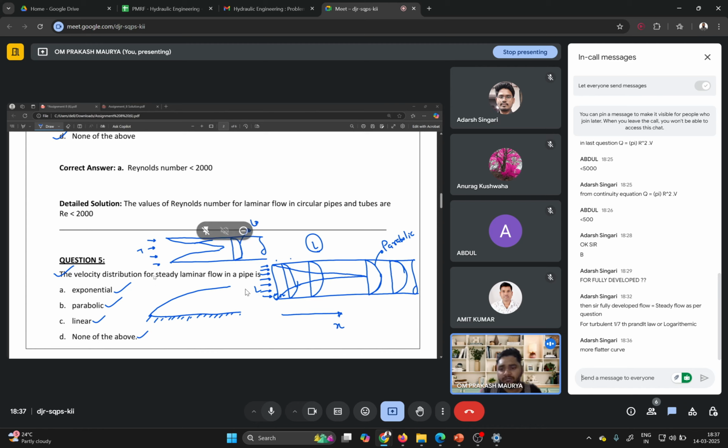No, fully developed flow does not mean steady flow, as others are telling. No, not steady. The condition is just given here.